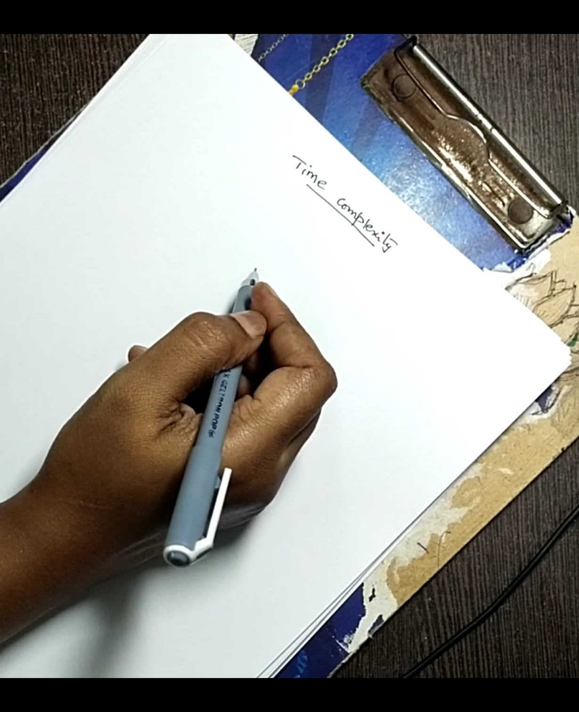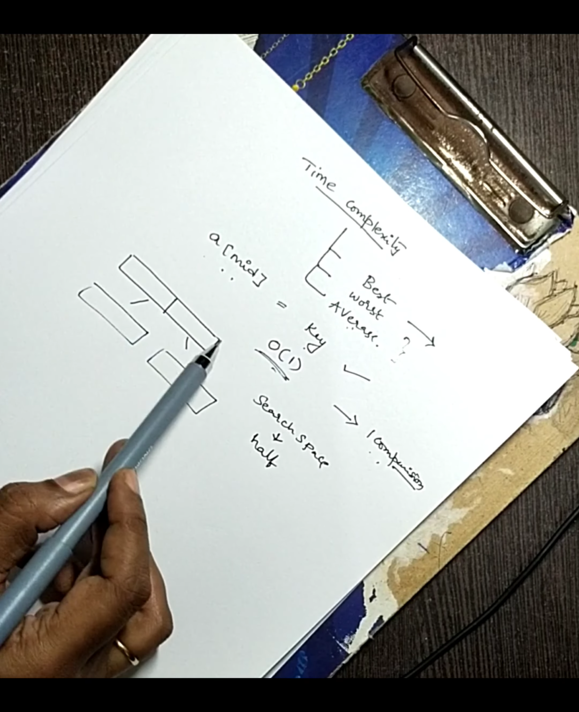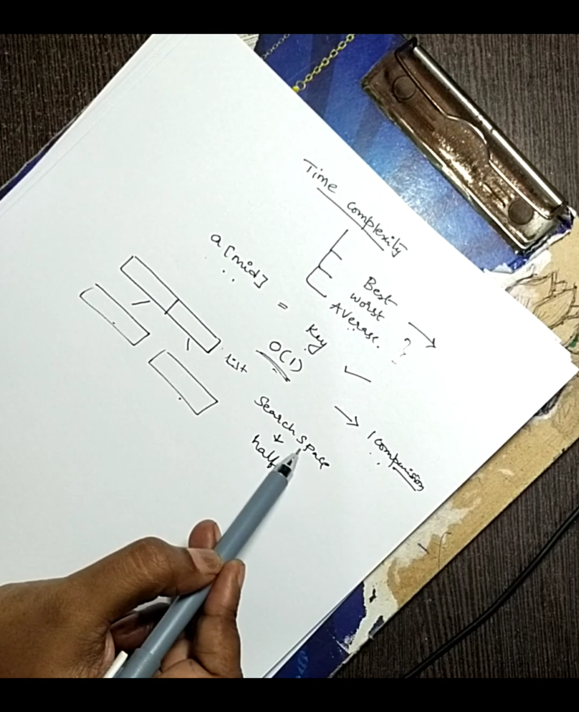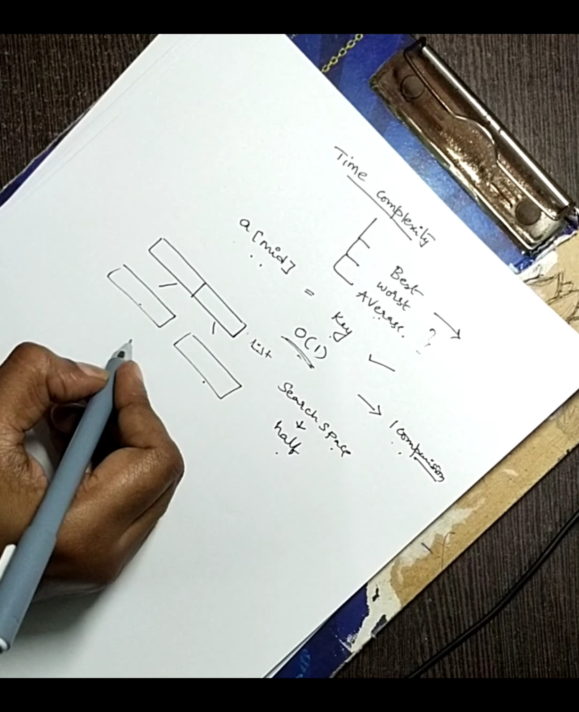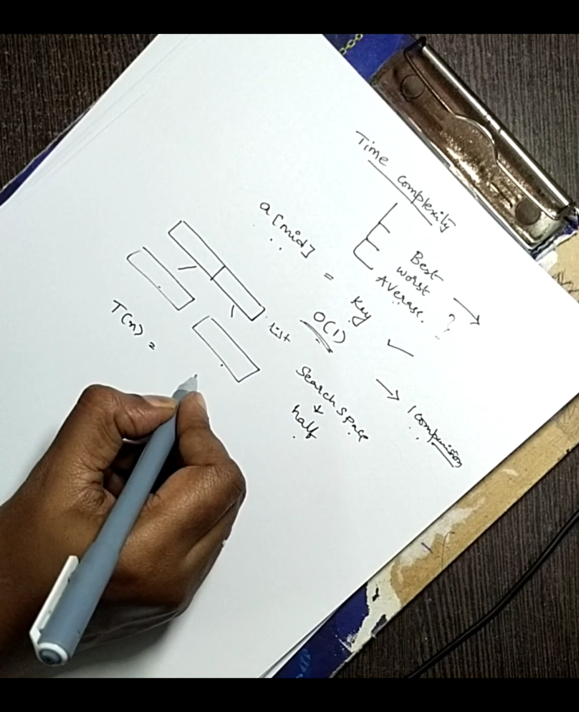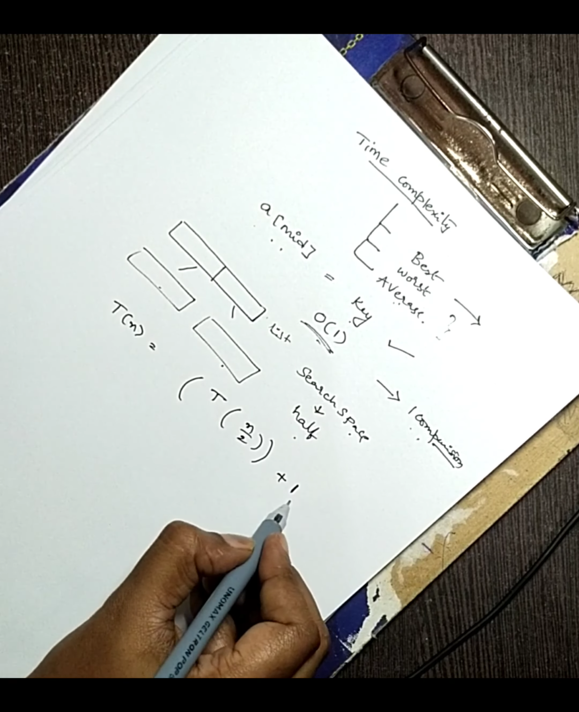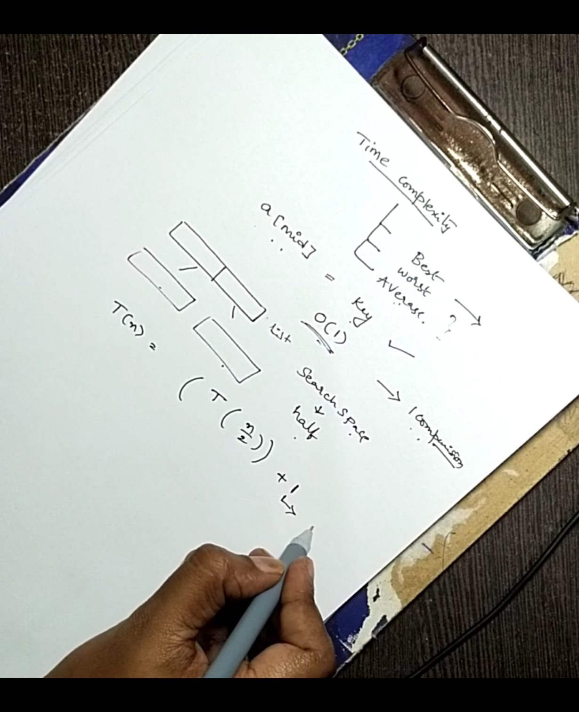Binary means 2. What we have done in this binary search, we have taken the list and we have divided the list into 2 sublists. We have made the search space into half. For average case and worst case, basing on the mid element, we have divided the list into 2 sublists. That means the total time taken is reduced to half. So T of n is equal to T of n by 2 plus 1. What is this 1? This 1 is used for division and for comparison.